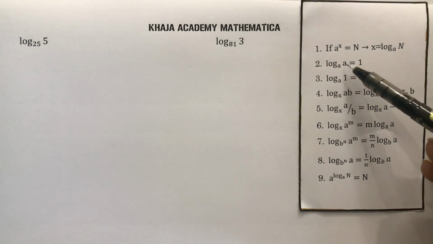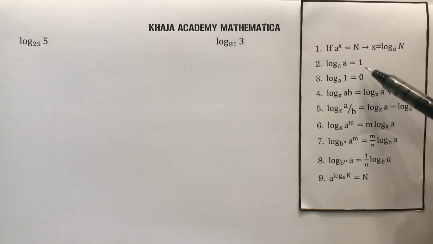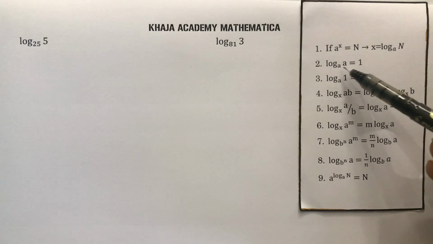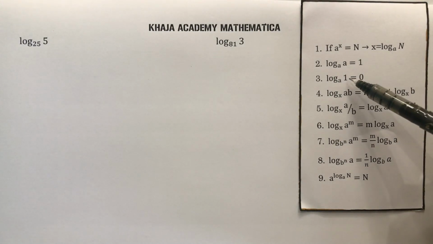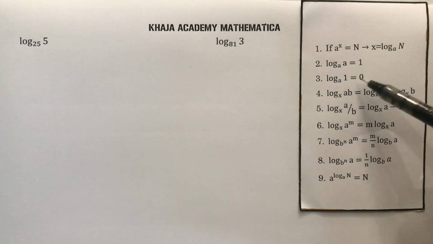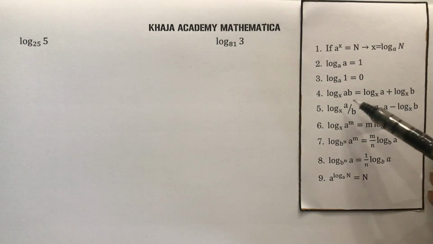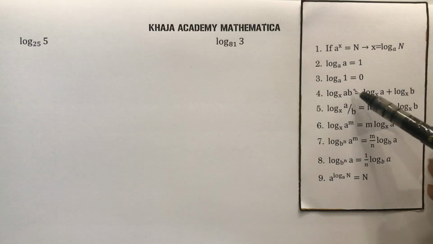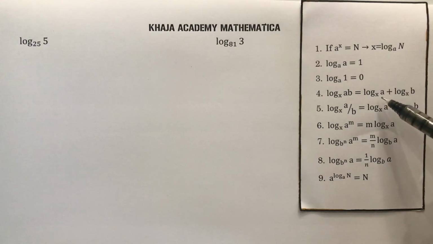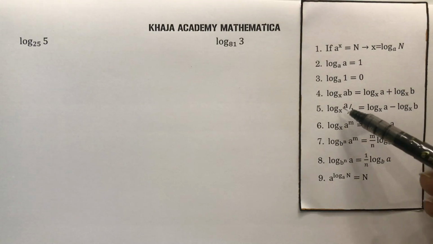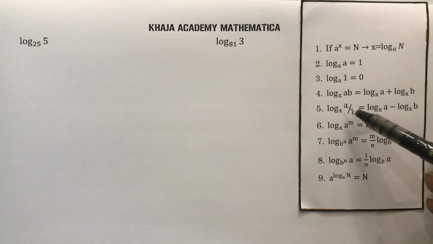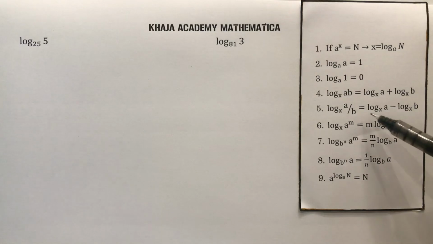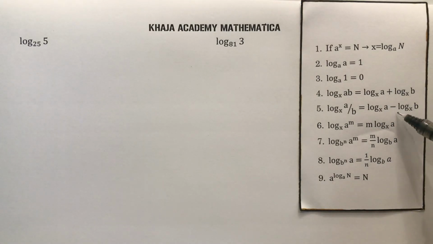Next one is log a to the base a is 1. The logarithm of a number to the same base is 1, and the logarithm of unity to any non-zero base is 0. Next one is log ab to the base x. This is the logarithm of a product. If it is a product, we write log a to the base x plus log b to the base x. Next, the logarithm of a quotient. Log a by b to the base x equals log a to the base x minus log b to the base x.